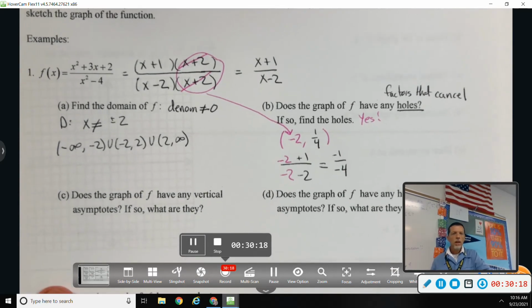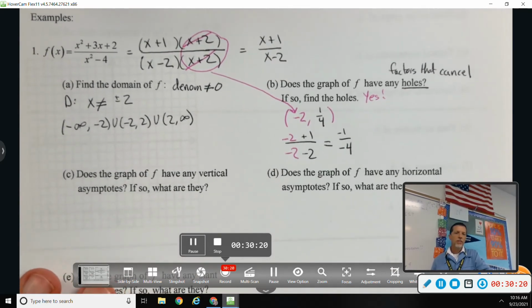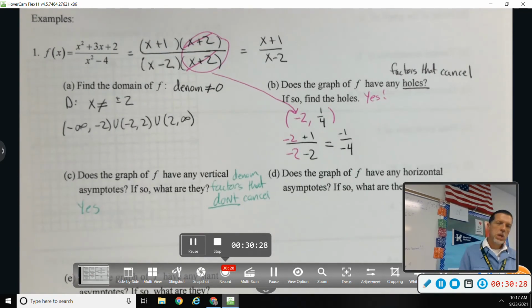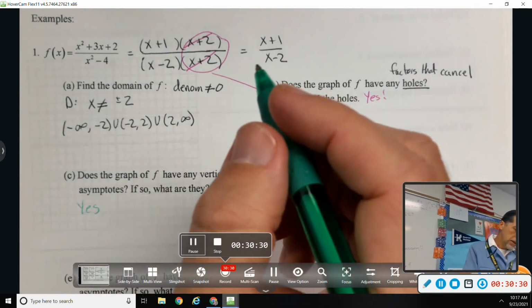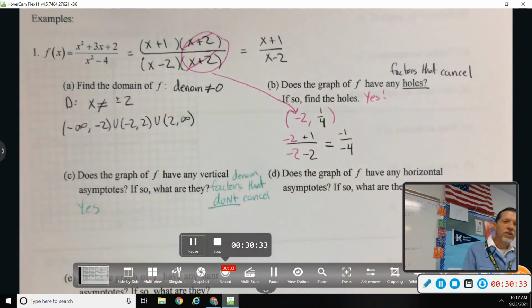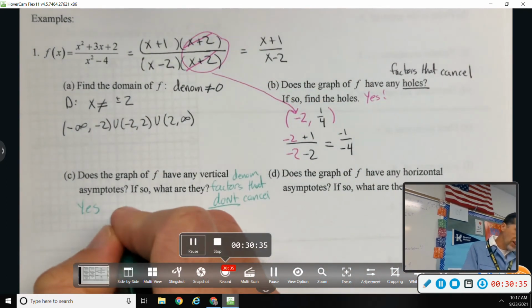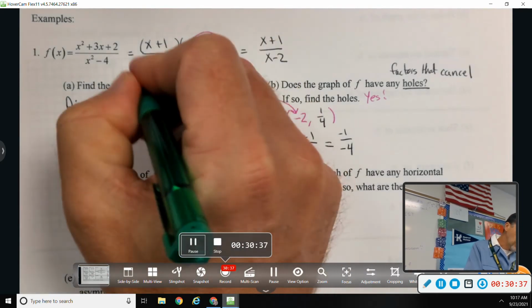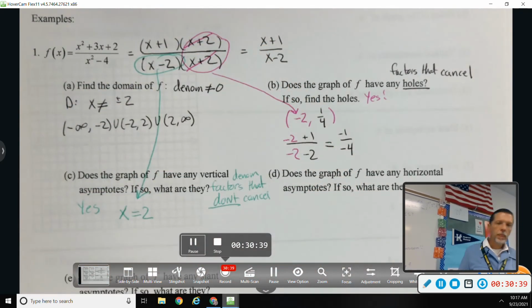Does the graph have any vertical asymptotes? Well, it's x minus 2. Yeah, x minus 2 is the factor that doesn't cancel. So x equals 2. So again, those first three things always go together. Domain: anything in the bottom that you can't have is either a hole or a vertical asymptote.